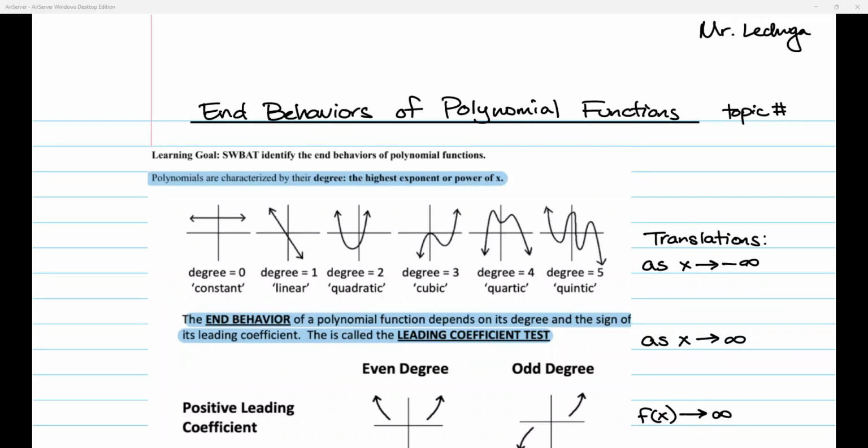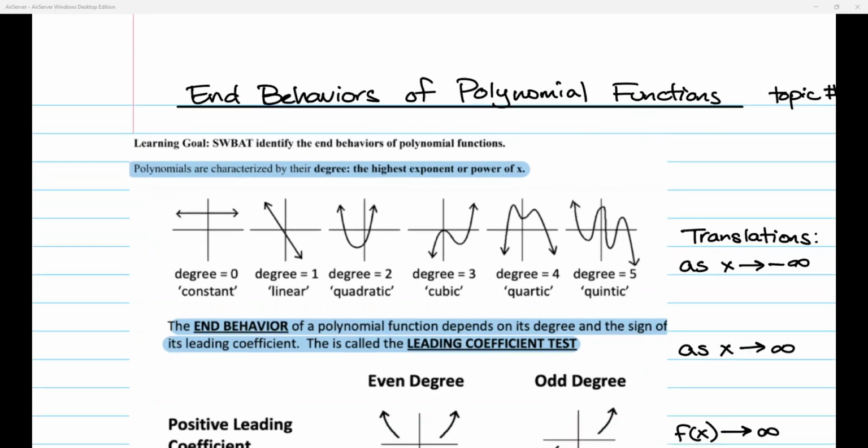Today we're going over end behaviors of polynomial functions. Polynomials are characterized by their degree, which is the highest exponent of a power of x. Let's take a look at these graphs and what they look like and see if they have any common things behind them.